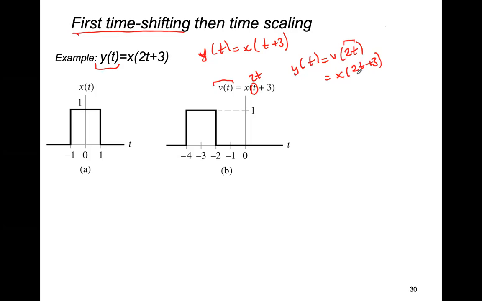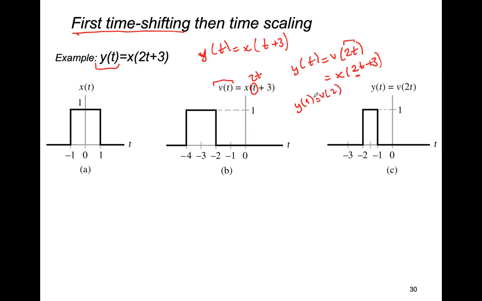So what happens here? This is 2t. That means it will be faster. My signal will be squeezed. I will keep the same signal, but it will be squeezed. Okay. So how will I squeeze it? This is my v of t. For example, y of 1 will be equal to v of 2. y of minus 1 is equal to v of minus 2. v of minus 2 is here. So now it's shifted to minus 1 here. Okay. If I say y of minus 1.5, that is v of minus 1.5 times 2, which is minus 3, now this will shift towards here. Okay. So it will be like squeezing the signal.